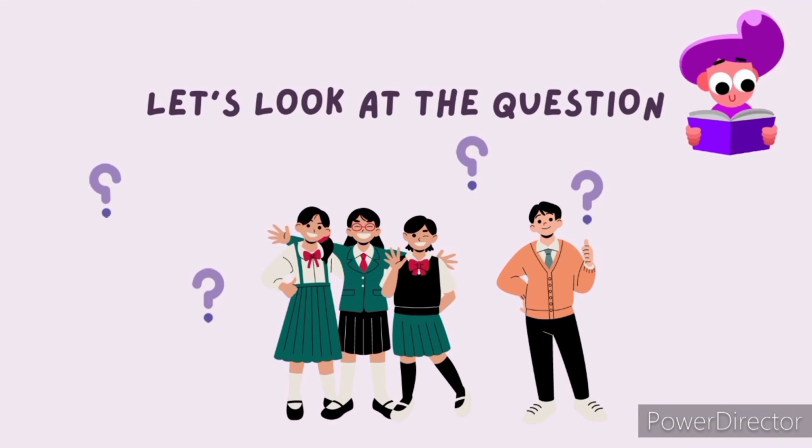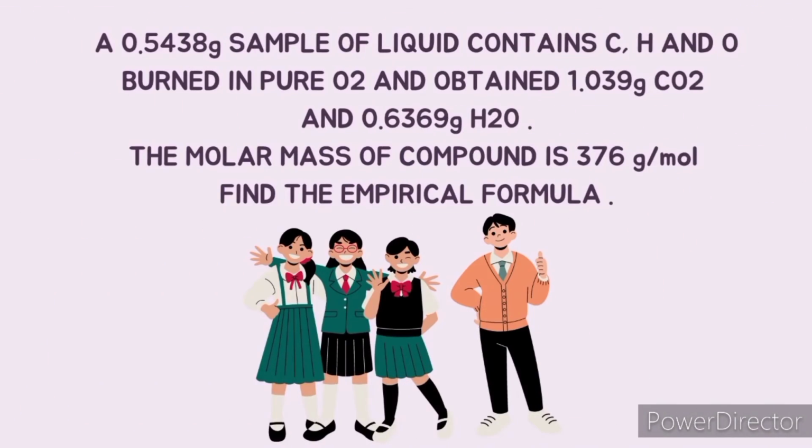Let's look at the question. A 0.5438 gram sample of a liquid containing carbon, hydrogen, and oxygen is burned in pure oxygen gas and obtained 1.039 gram of carbon dioxide and 0.6369 gram of water. The molar mass of the compound is 376 gram per mole. Find the empirical formula.